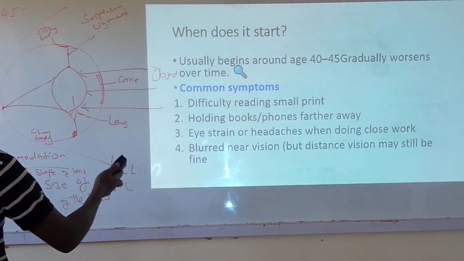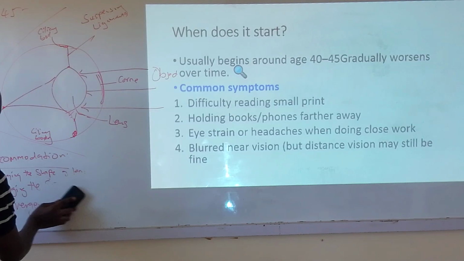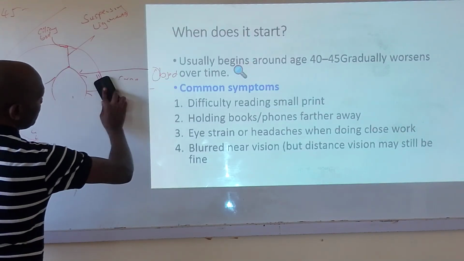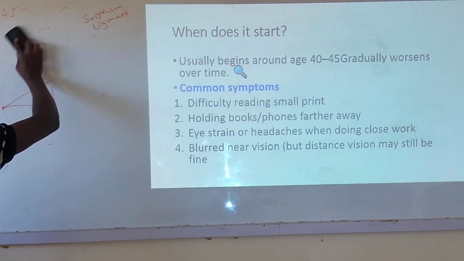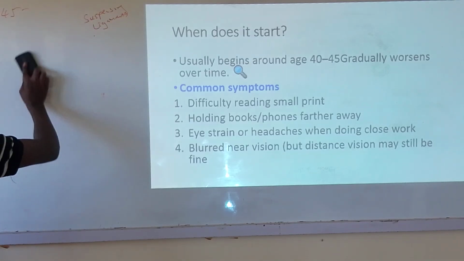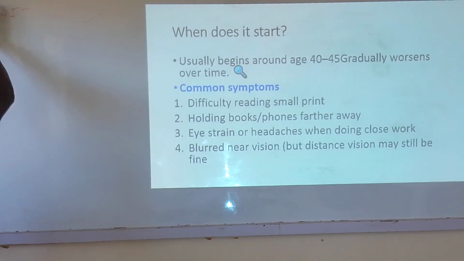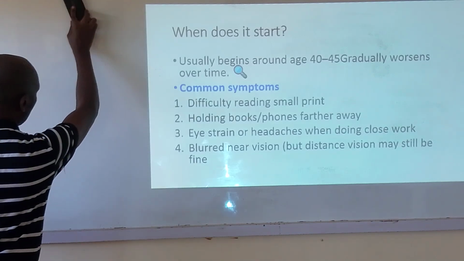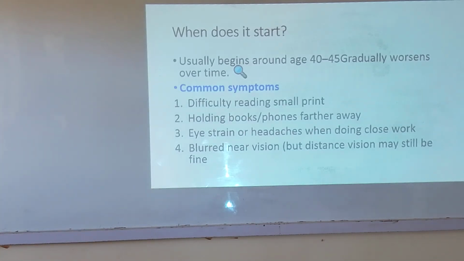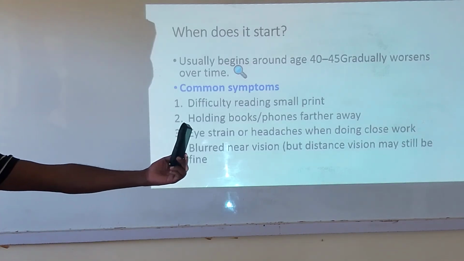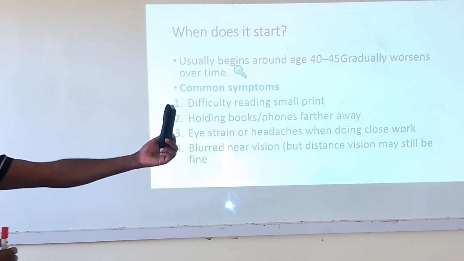So we are saying presbyopia is a refractive error that is age-related. It is caused by stiffness of the lens. The lens have lost elasticity as you grow, and therefore it cannot undergo accommodation to focus on near objects. Therefore, you find these people, for them to read a book, they have to move that book further or strain the eyes to see.